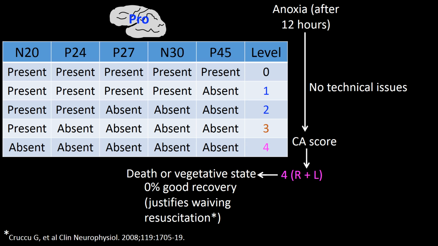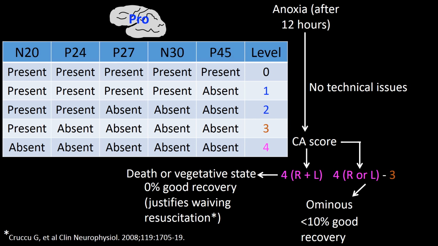When there is bilateral absence of all cortical waves, the likely outcome is death or vegetative state. And it is stated in Krukus' article that resuscitation in this condition should be waived. If N20 is missing unilaterally, or if N20 is present but all subsequent waves are missing, the prognosis for good recovery is less than 10%.